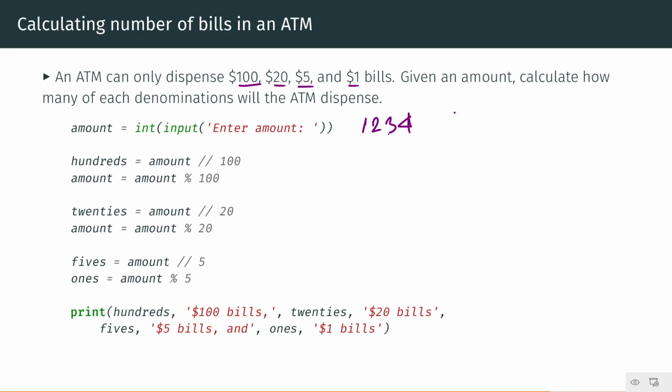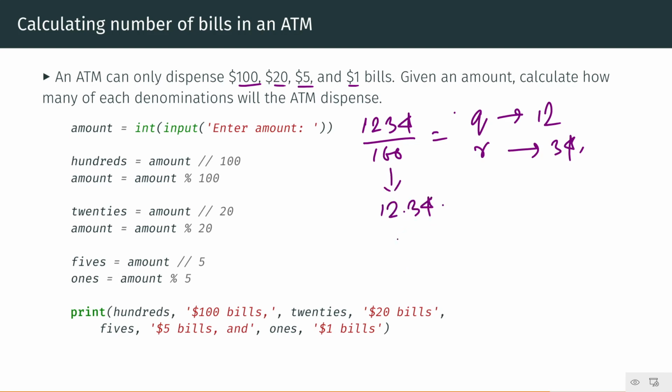So how many hundreds would you dispense? So hundreds equals amount divided by 100. So if you divide this number by 100, you get 12. That's your quotient. And 12 times 100 is 1200, and your remainder is 34, because when you divide this, you get 12.34.